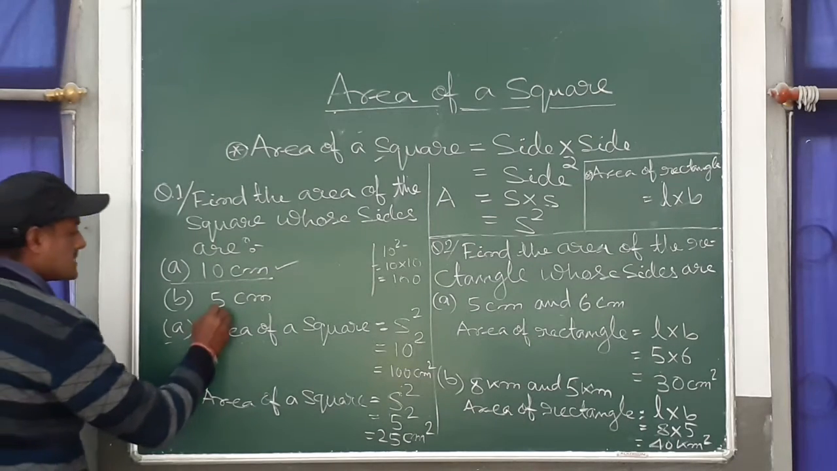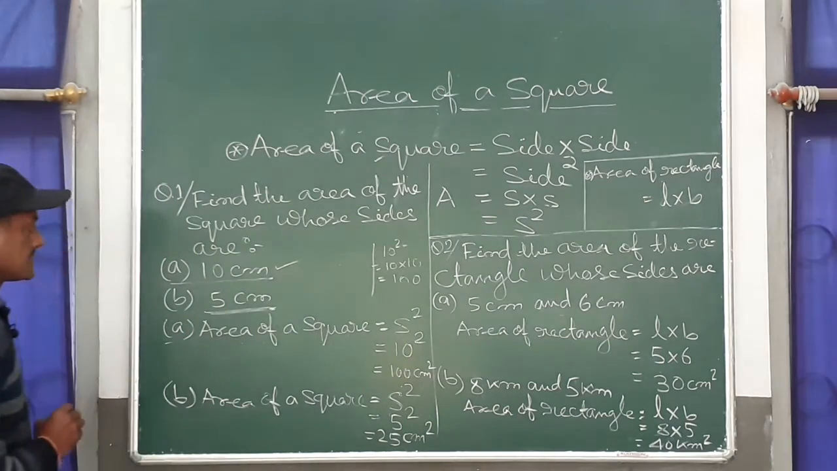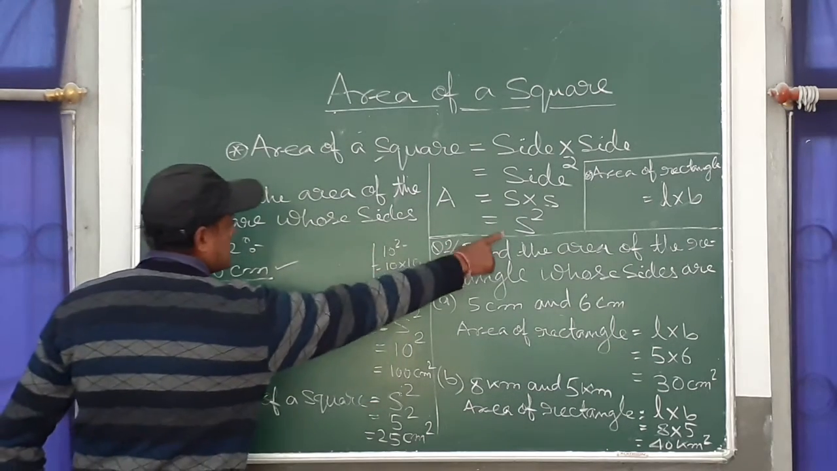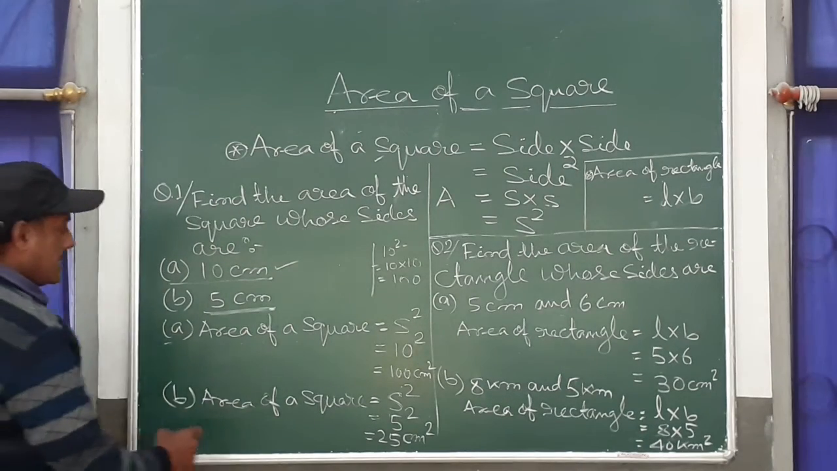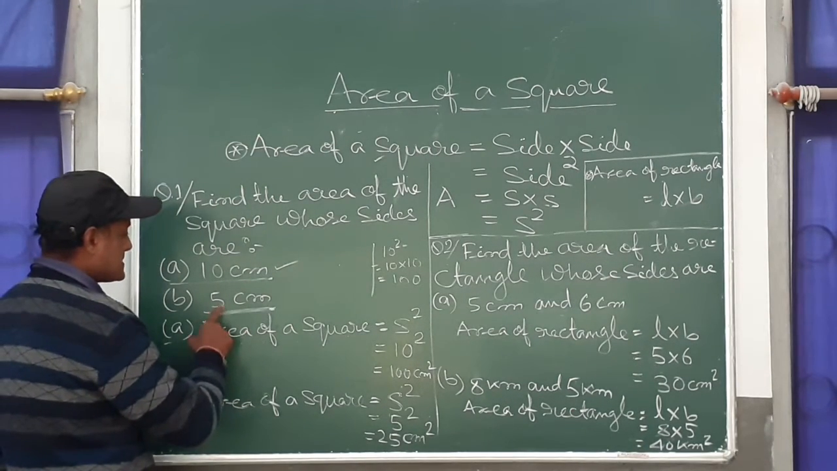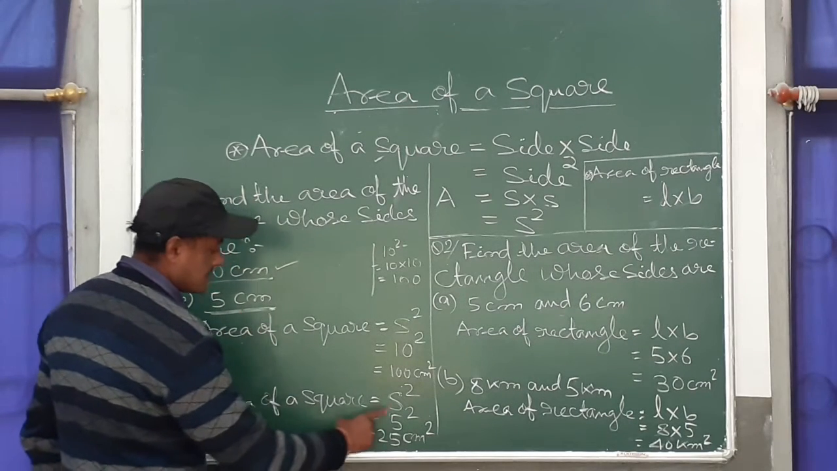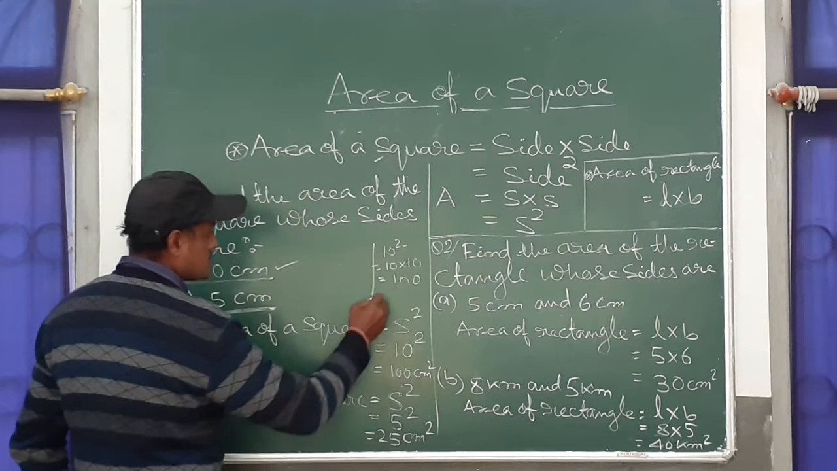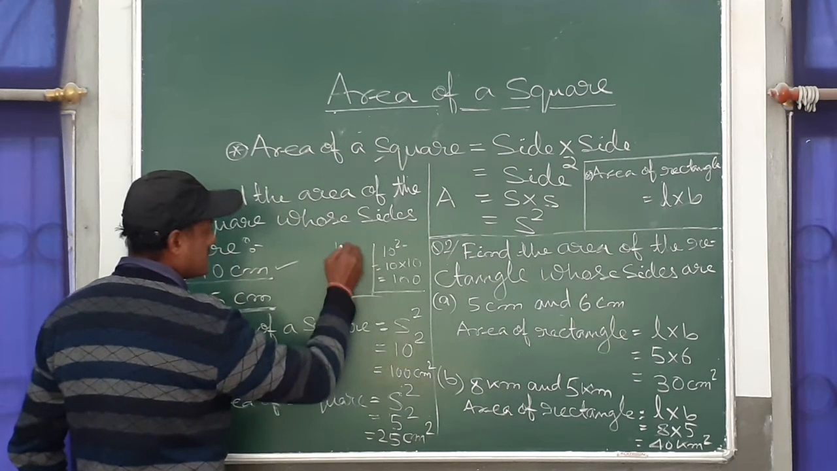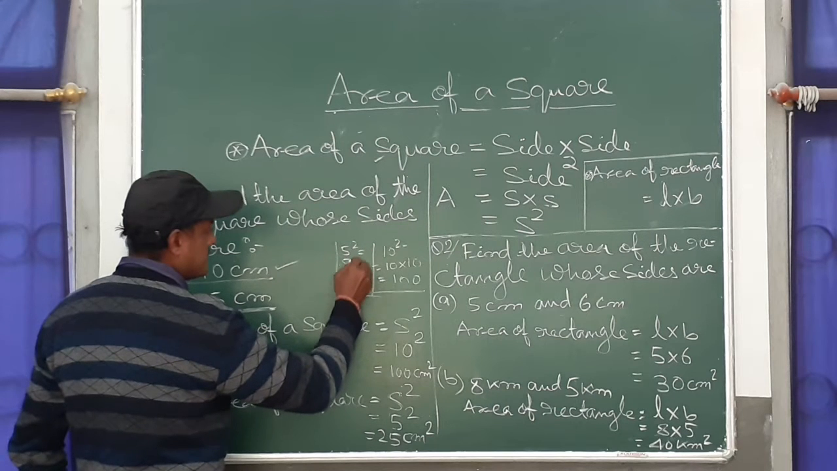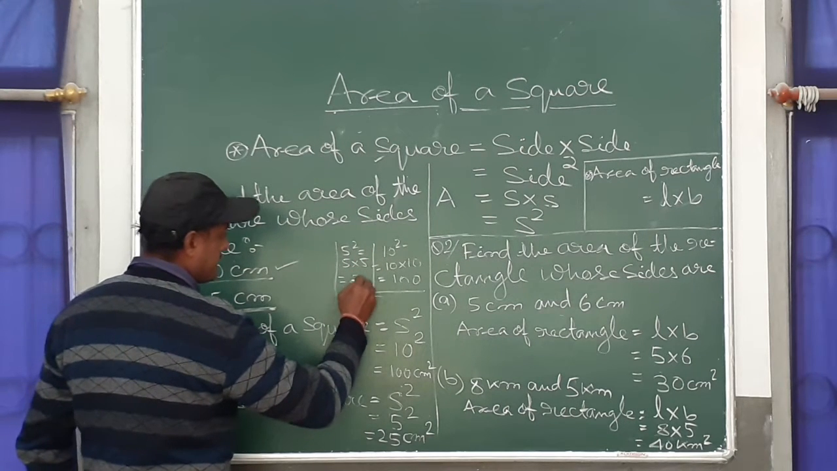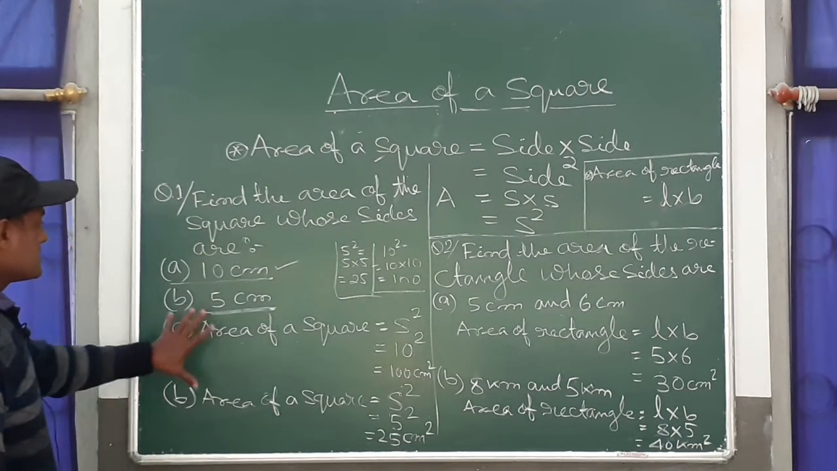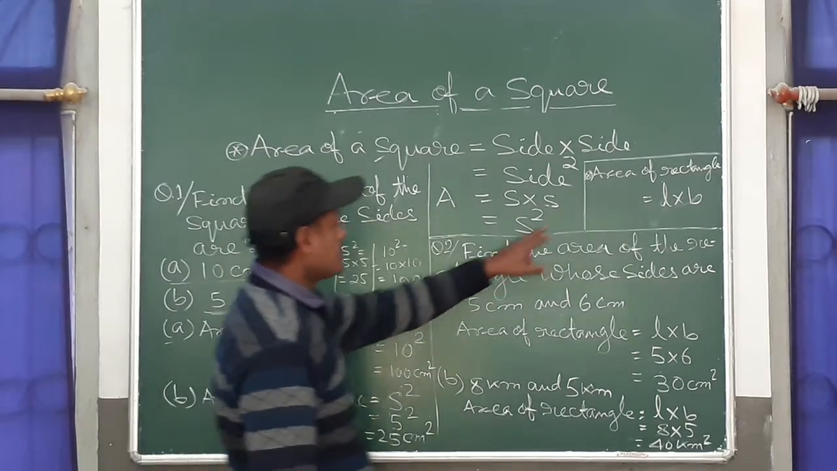In the same way we will do the second one. The second one is 5 centimeter. Again we write the formula, area of a square is equal to S square. One side is given, that side is 5 centimeter. So instead of side I will write 5, and square is there. Again in rough column, 5 square means 5 into 5, that is 25. So 25 centimeter square.